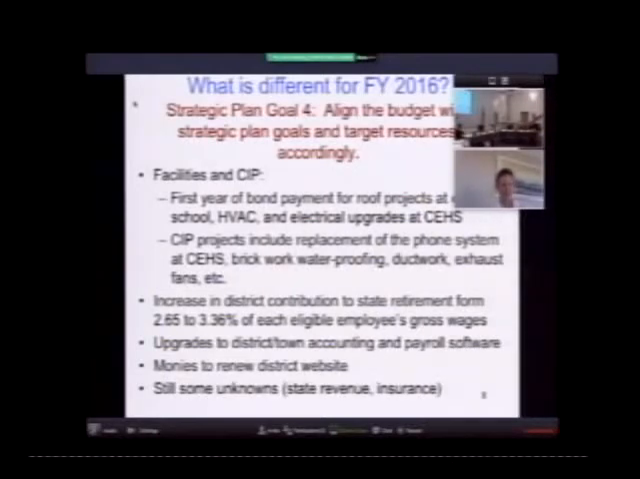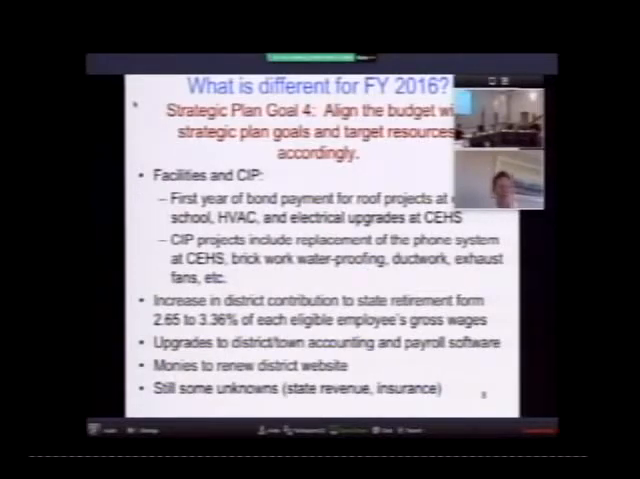that are detailed in the facilities and transportation section of your budget. We've also seen an increase in our district contribution to state retirement from 2.65 to 3.36% of each eligible employee's gross wages. Essentially for us, those are our teachers and administrators.